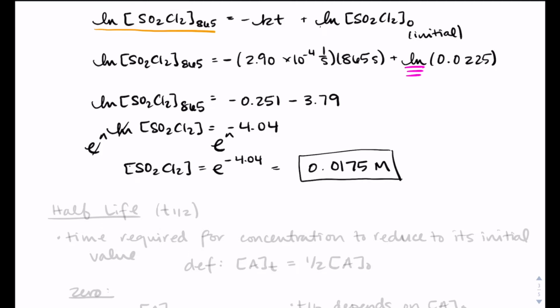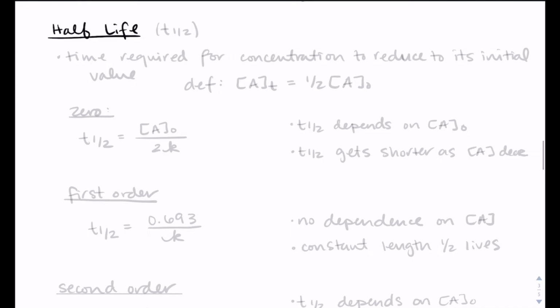The other thing that we do with this integrated rate law is talk about half-life, which we label t1/2. It's the time required for the concentration to reduce from its initial value to half of what it was when it started. So that's the definition: the concentration of A at time t is 1/2 of the concentration of A at time 0. If you take that equation and plug it into the integrated rate law, that's where all these other equations come from.